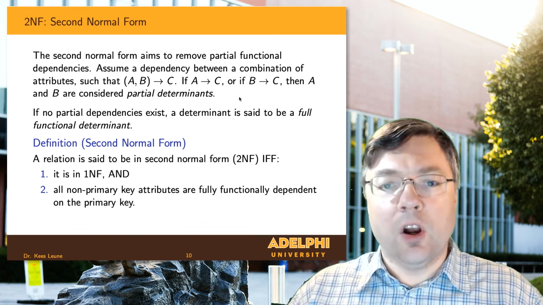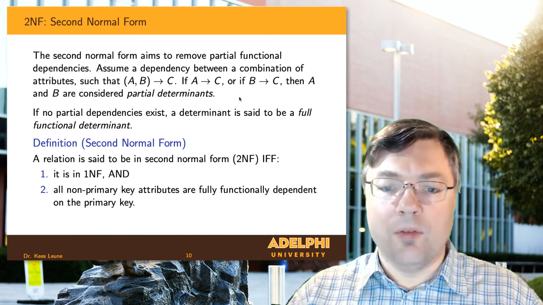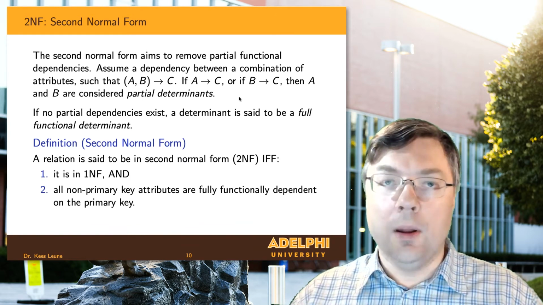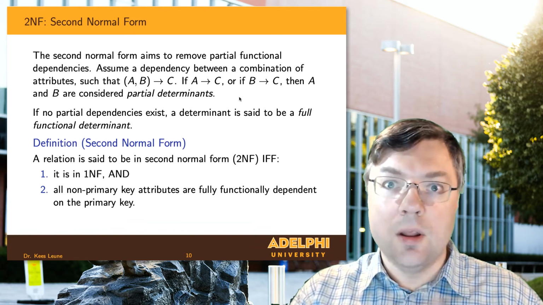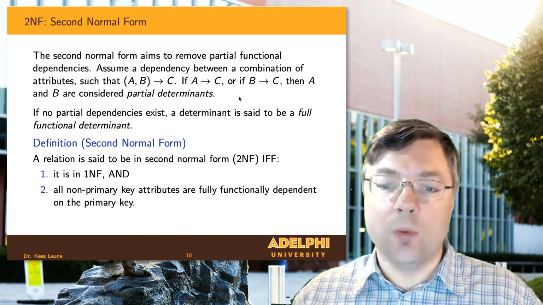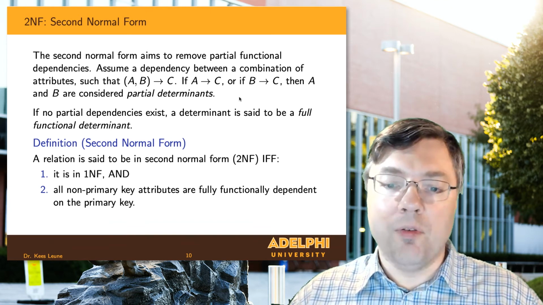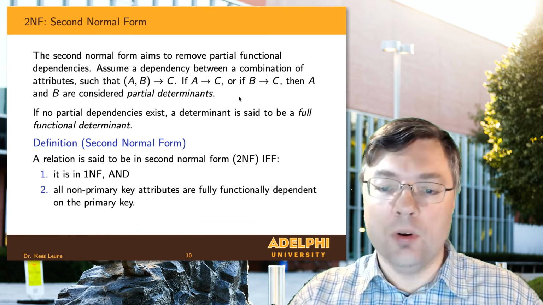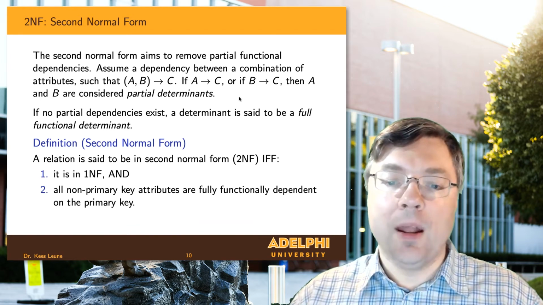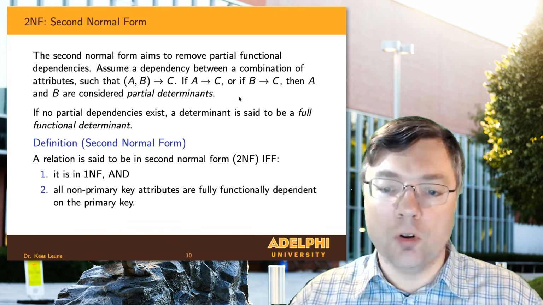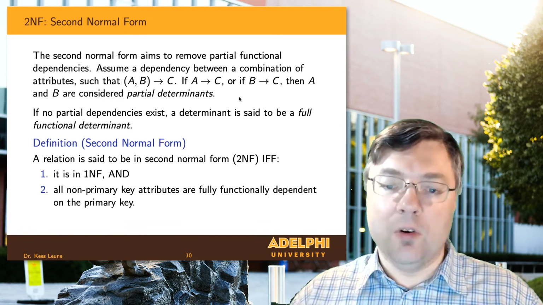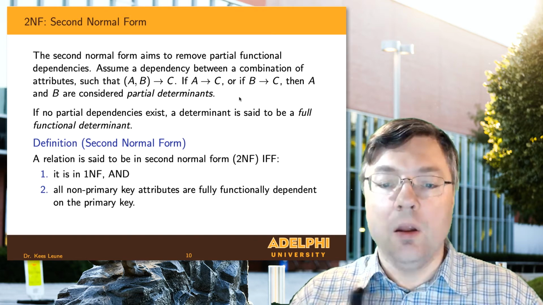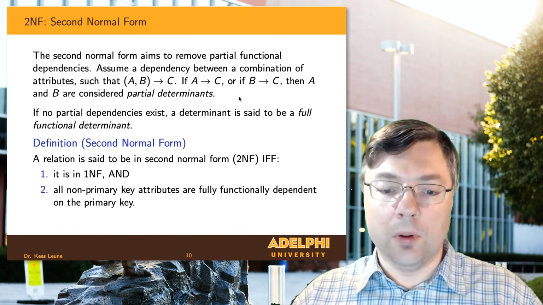What we're looking for is a composite determinant, where I may have a combination of two fields. So for example, course number and student number might determine grade. Now, if the course number determines the grade by itself, or the student number determines the grade by itself, then I have what is known as a partial dependency, and I want to get rid of those as much as I can. If I do need both fields together, then I have a complete or a full functional dependency.